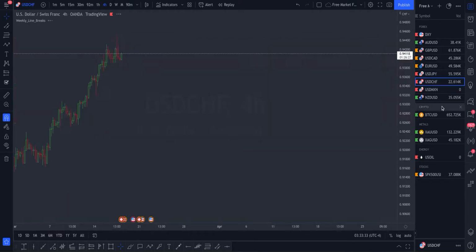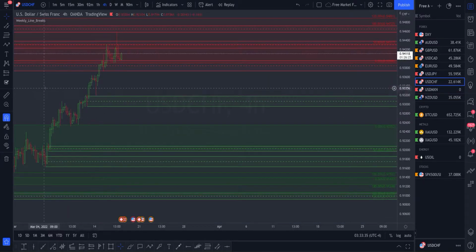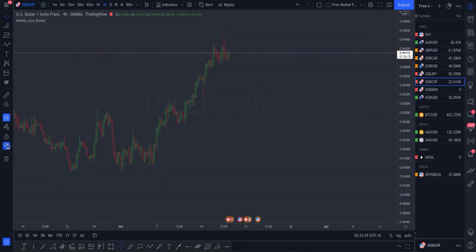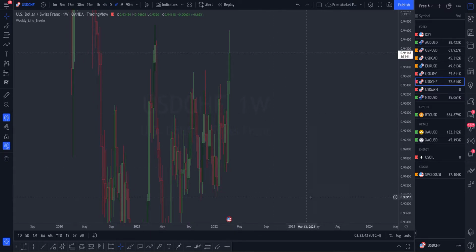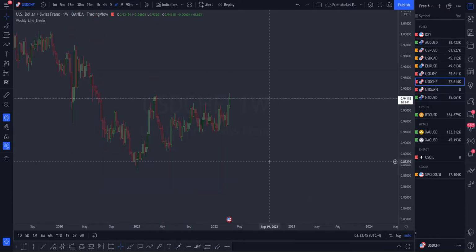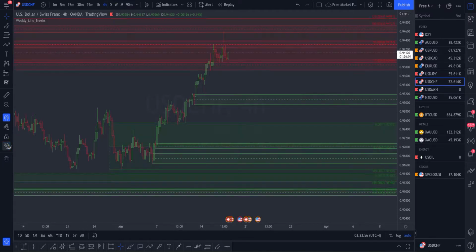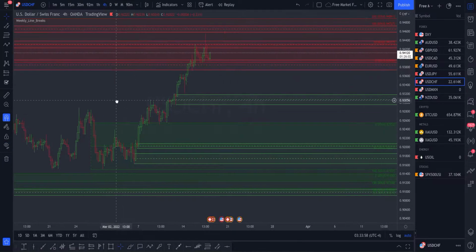All right, USD Swiss, short-term institutional bias for this was bearish. However, this pair has been going up for the week. All right, pushing up for the week. Okay, let's go here. Now we can see everything a little bit better.